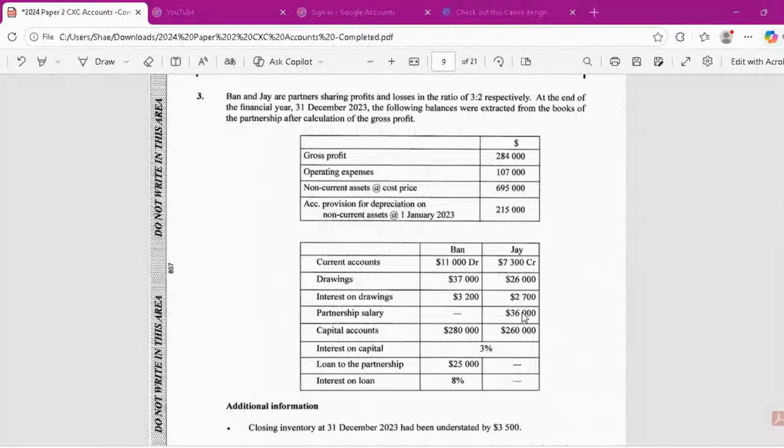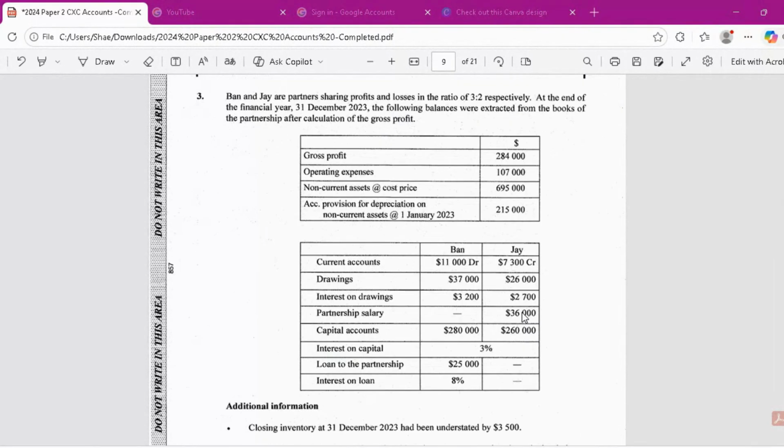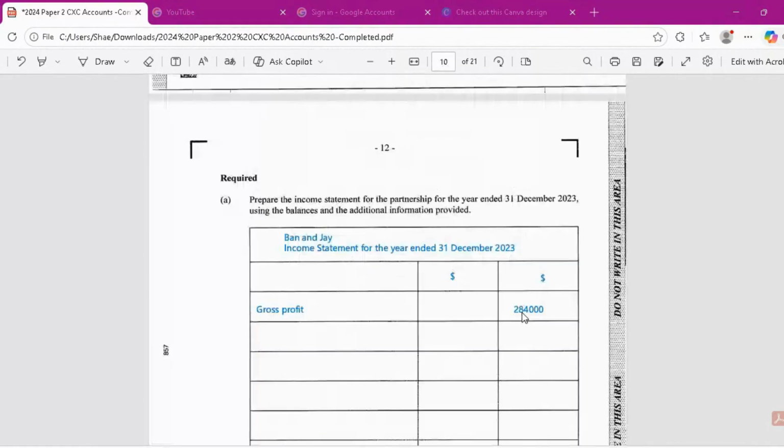So they have already calculated your gross profit for you, and they've given you your gross profit, your operating expenses, non-current assets, provision for depreciation, current accounts, and the rest of those items. They said additional information: your closing inventory at the 31st of December 2023 has been understated by 3,500, and non-current assets are to be depreciated by 20%. Alright, so we should go ahead and create an income statement for the partnership.